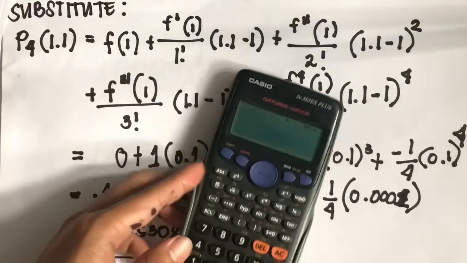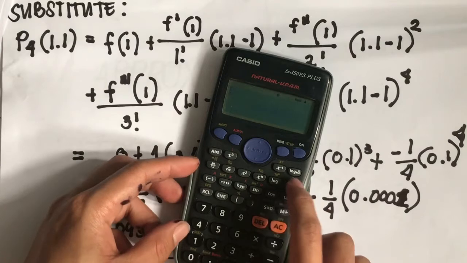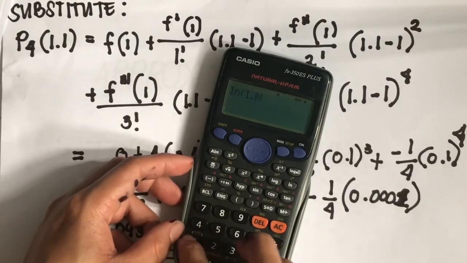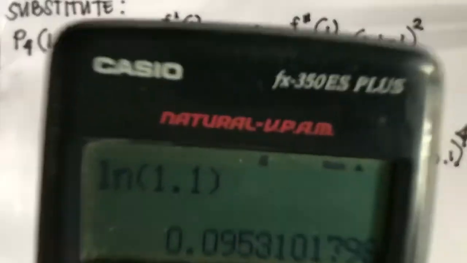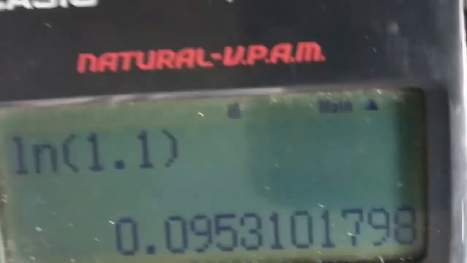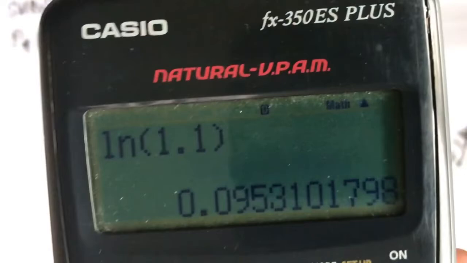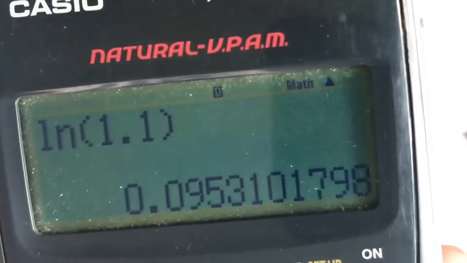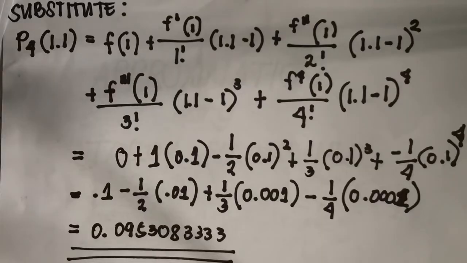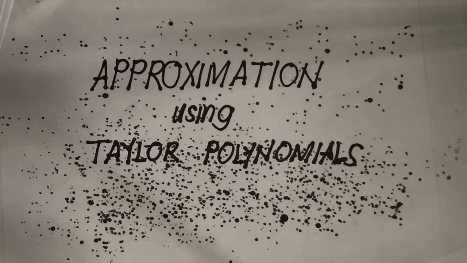So just to check, let me get my calculator here. Let's plug it in: the natural logarithm of 1.1. The answer would be 0.0953101798. So that is actually similar to the one that we have approximated up until the fourth decimal point.